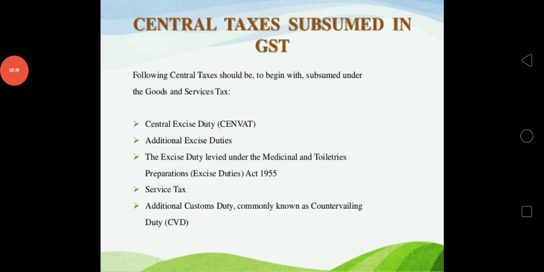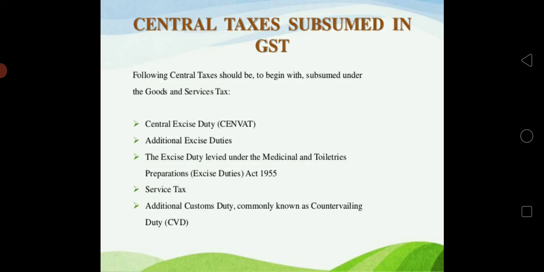So when you observe the central taxes subsumed in GST, the following taxes will be subsumed in central GST. First one, central excise duty. This form of indirect tax is levied on goods and commodities manufactured within the country. And next one, additional excise duty. This is the duty charged on certain goods which are produced, manufactured or stored in the country.